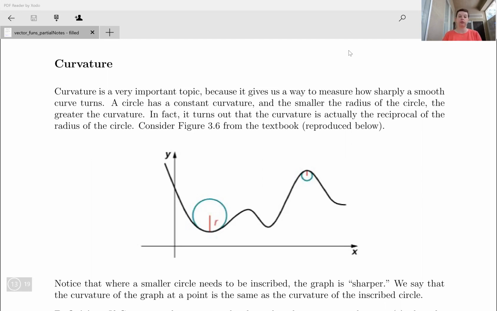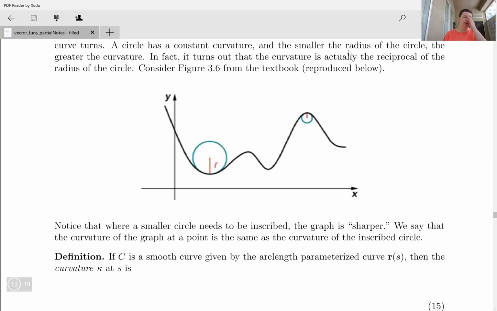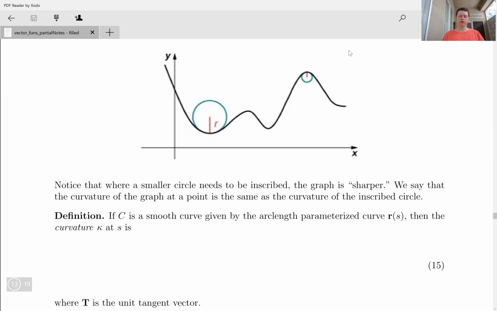So let's look at a picture. This is figure 3.6 from the textbook. Notice that where we have the larger circle tangent to our curve, the curve is slower to change. And where we have the smaller circle, we have a more abrupt change. The graph is sharper. So we say that the curvature of the graph at a point is the same as the curvature of the inscribed circle.